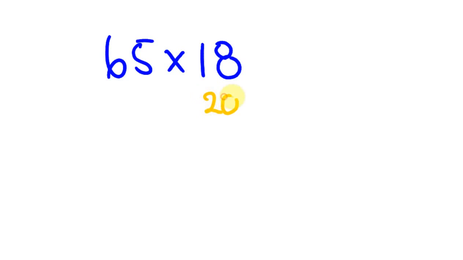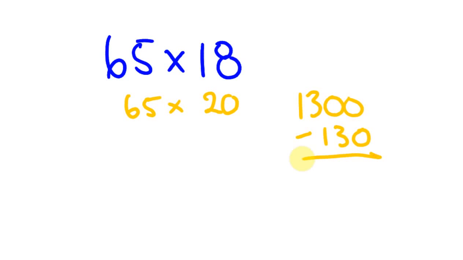So what about we do 65 times 18? Again, identify the multiple of 9, that's this one. We're going to round this up to 20. So 65 times 20, the answer to that is 1,300. And from this, we're going to take 10% off. We're going to take 130 off. 130 taken off this is 1170. That's our answer.